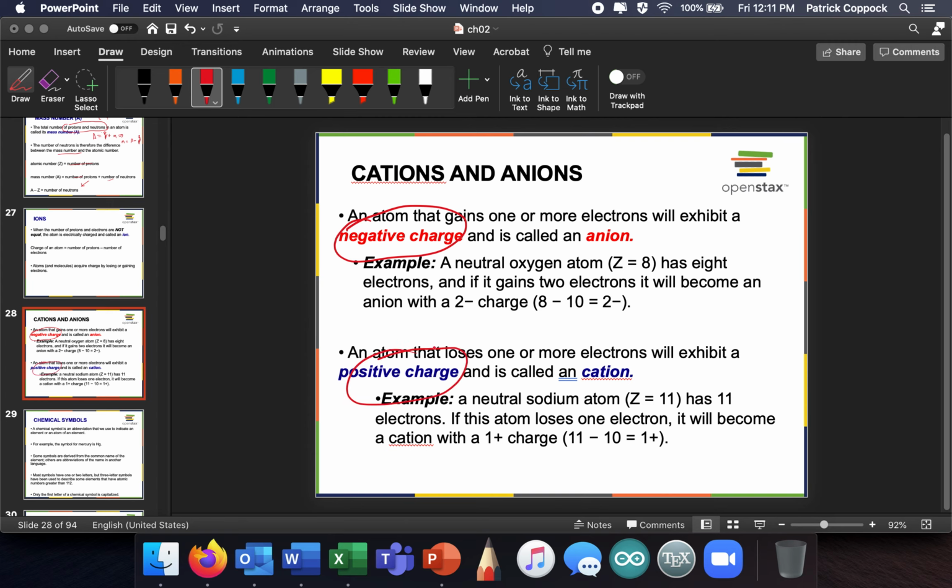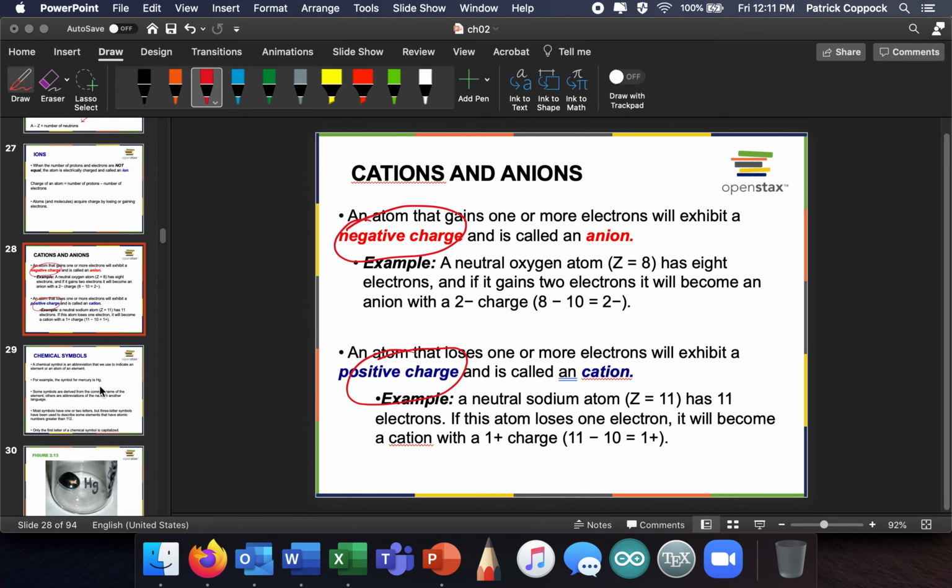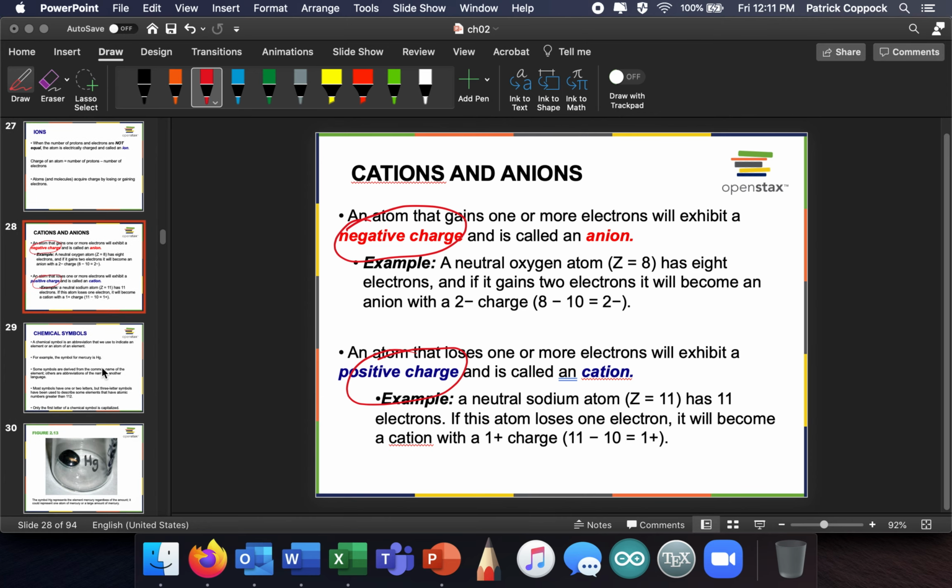Cations have a positive charge. We'll practice that a lot. You'll get a chance to show that that's easy for you, okay?